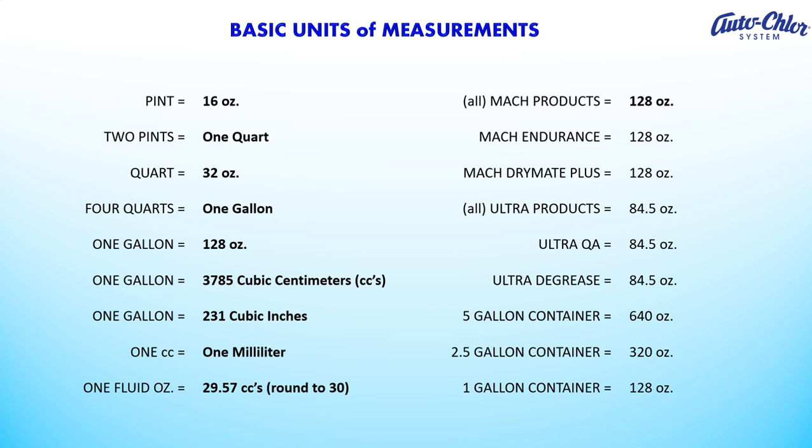All Mach products are 128 ounces. Mach Endurance, 128 ounces. Mach DryMate Plus, 128 ounces. All Ultra products are 84.5 ounces. Ultra QA, 84.5. Ultra Degrease, 84.5. A 5-gallon container is 640 ounces. 2.5-gallon containers, 320 ounces. And a 1-gallon container, 128 ounces.